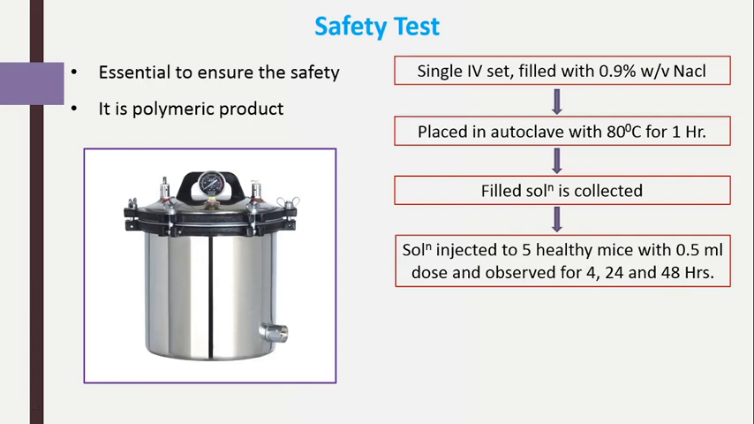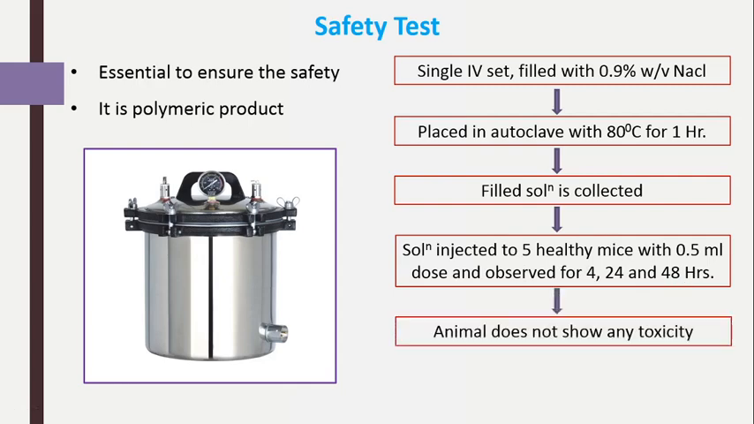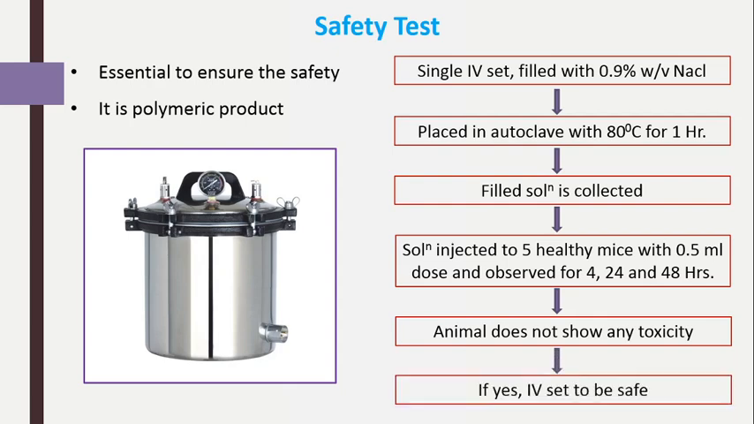So if the IV set is safe, then the animal doesn't show any toxicity. If the mice show toxicity, then it is essential to reject that particular IV set, as it is not safe. So this is about the safety test which is performed on the IV set to check its safety.